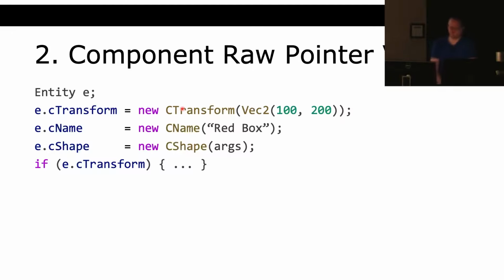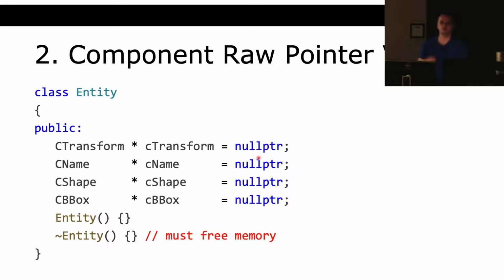And so instead of just being able to say e.cTransform equals cTransform, when we're using raw pointers, we need to have this new keyword, right? So new is going to allocate things on the heap. Oh God, now we're using the heap, that's bad. But the one thing that is better is that if we want to check to see if that entity has a particular component, all we need to do is say if e.cTransform. Why? Because if it's null pointer, then that will be false, and we know that it doesn't have it, right?